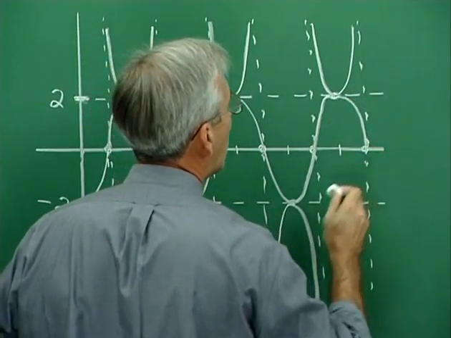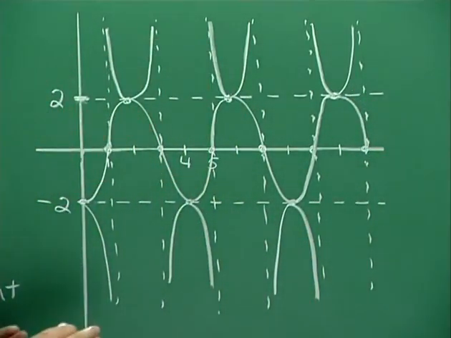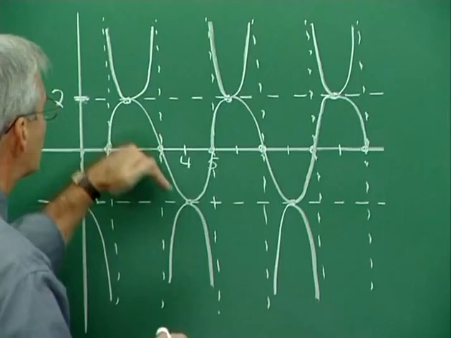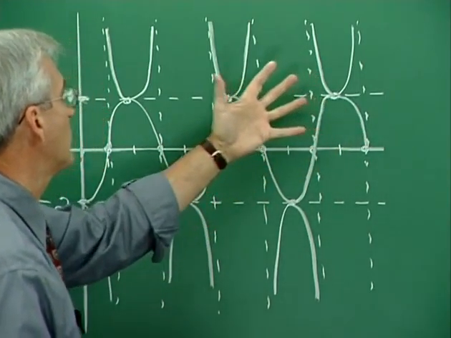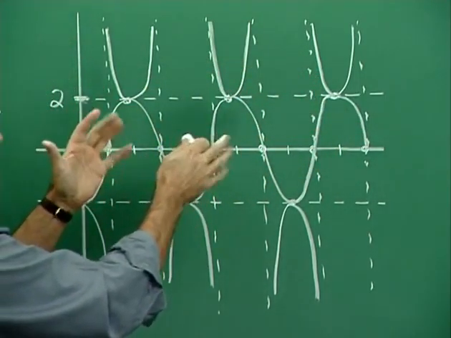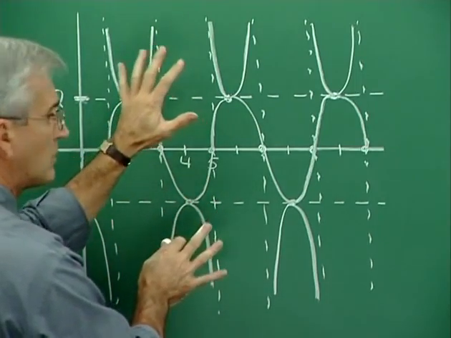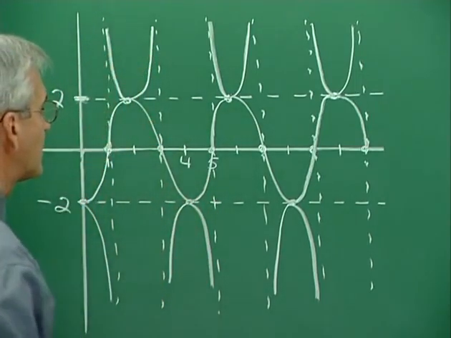Now your teacher may require that you put the sine curve in some kind of dotted fashion so that your continuous line type of graphing illustrates the function that you're trying to graph in the first place.